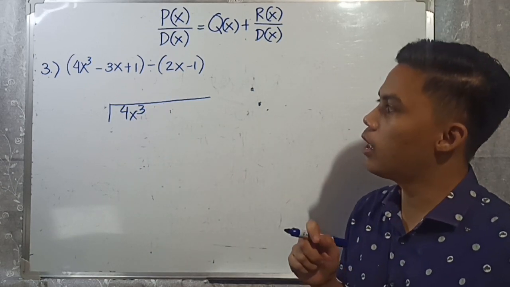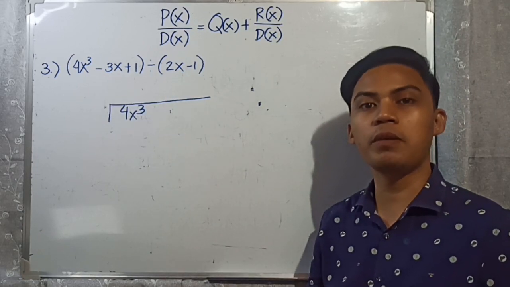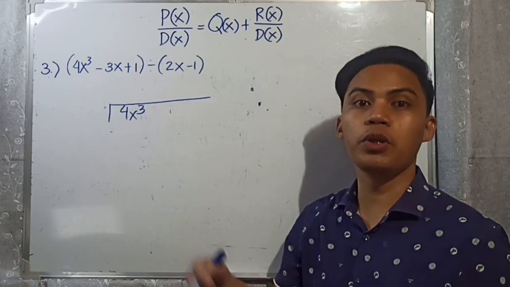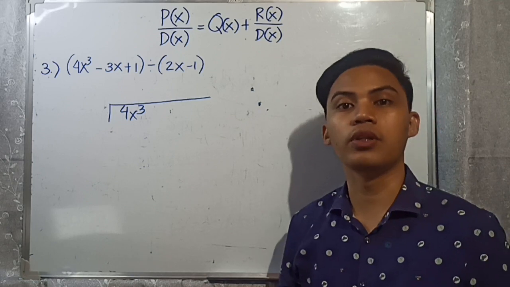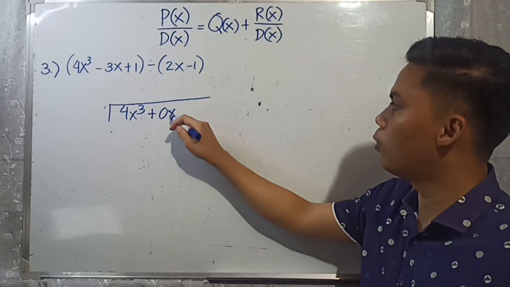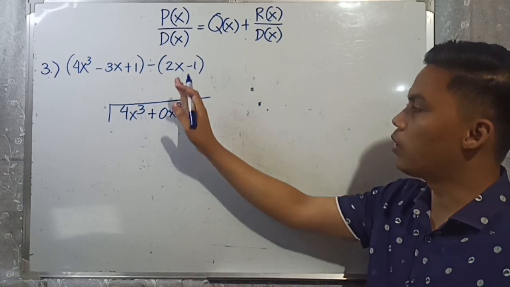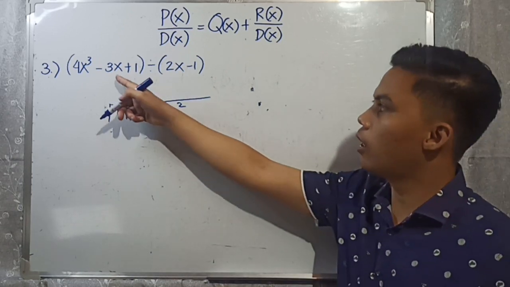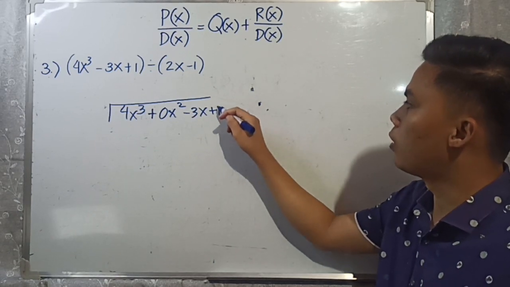Okay, so kung mapapansin natin, descending order na yung arrangement nila. Pero, may missing term. So, kung mapapansin natin, walang term na may exponent na 2. So, since walang term na may exponent na 2, so lalagyan natin ito ng 0. Okay. So, nilalagay lang natin itong 0, although wala siyang value, nilalagay lang natin siya para yung pag-divide natin, yung spacing nila ay hindi tayo mawala. Okay? Then, next would be negative 3x, then plus 1.